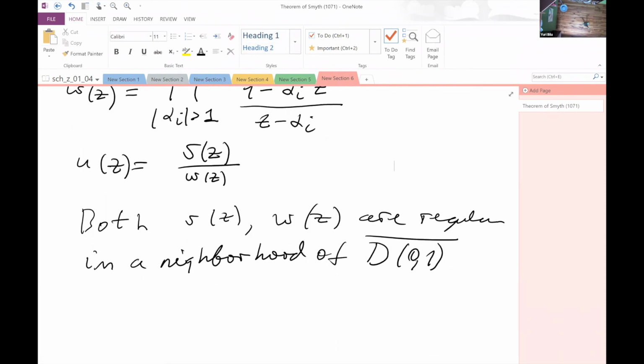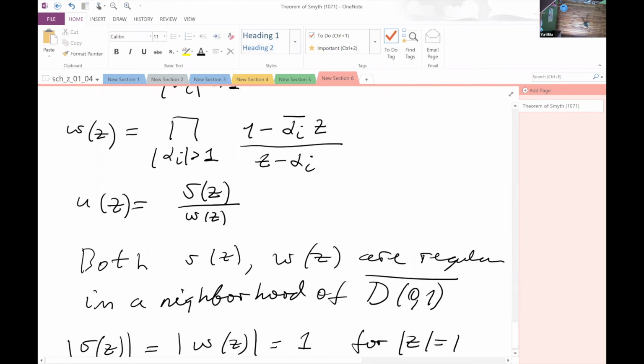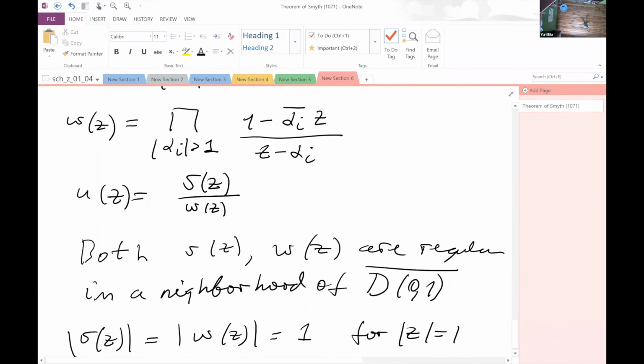And both are of absolute value 1 on the circle, on the boundary of the disk, just simply because they're Blaschke products, and every factor of a Blaschke product is of absolute value 1.